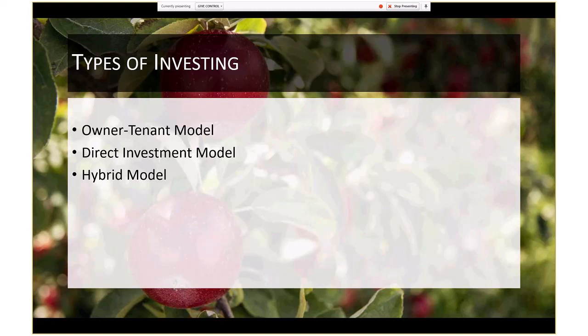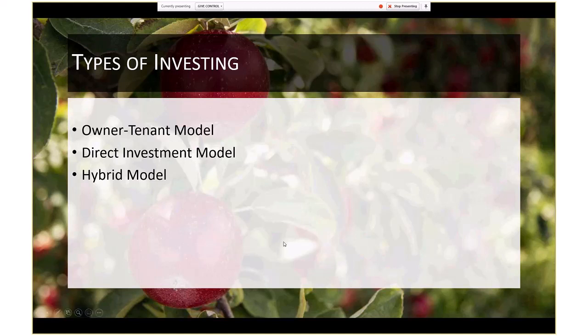The first model that we'll talk about is the owner-tenant model, where the investor buys the land and then leases it to a tenant farmer. The second would be a direct investment model where the investor would buy the land but also take ownership of the crop. Generally, this only occurs in permanent crops or permanent plantings. And then the third is a hybrid model of the two, where the investor leases the land and then develops or owns the permanent improvements, the plants, and then takes the commodity risk. That's less common, and we'll talk about that.